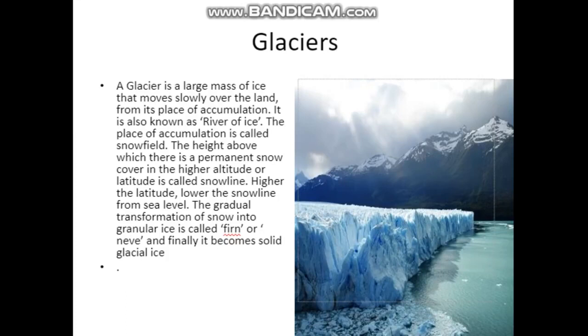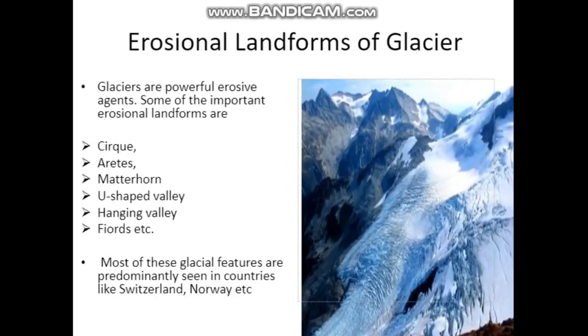Okay students, did you understand about this glacier? Glacier means what? A large mass of ice. Next one, erosional landforms of glaciers. So erosional means what? Erosion, isn't it? Next, under this heading, we have six subheadings. What are they? Cirque, Arete, Matterhorn, U-shaped valley, hanging valley, spheroids, etc.